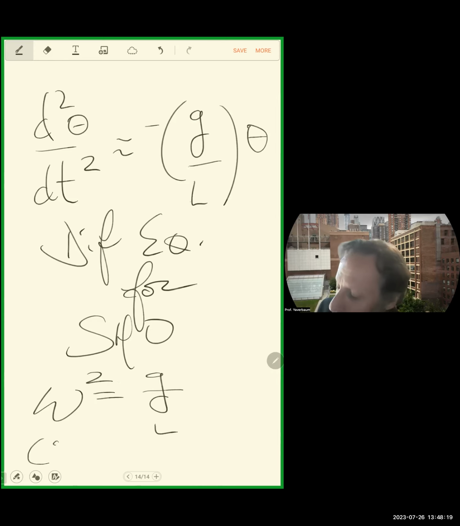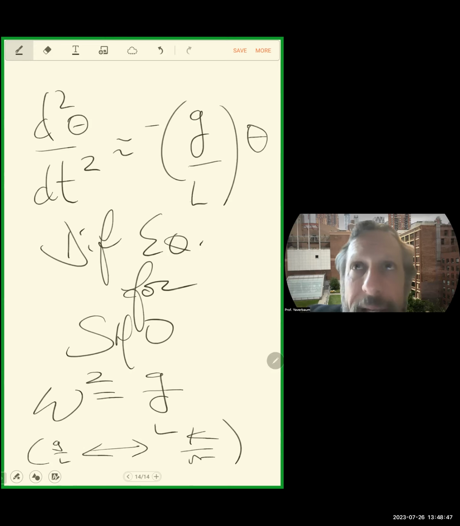In other words, G over L for a pendulum is just like K over M for a mass on a spring. Just like a mass on a spring, the rate at which this thing goes back and forth is fully determined by the parameters that you could measure before you even set the thing up. It's not at all dependent on where it starts. It's dependent on how you set it up, what ingredients you use to set it up. And yes, it's approximate. If the angle is too big, then this won't work. But that's also true of a mass on a spring.